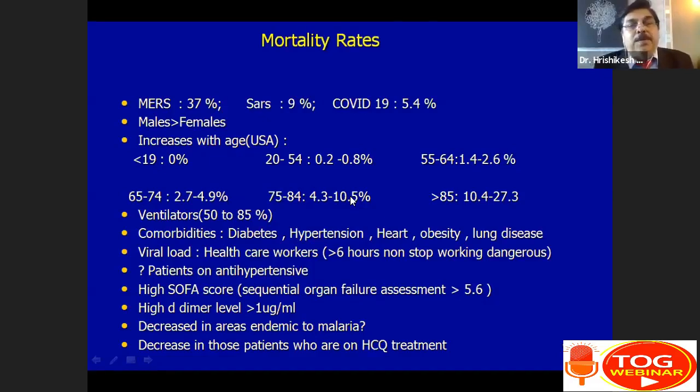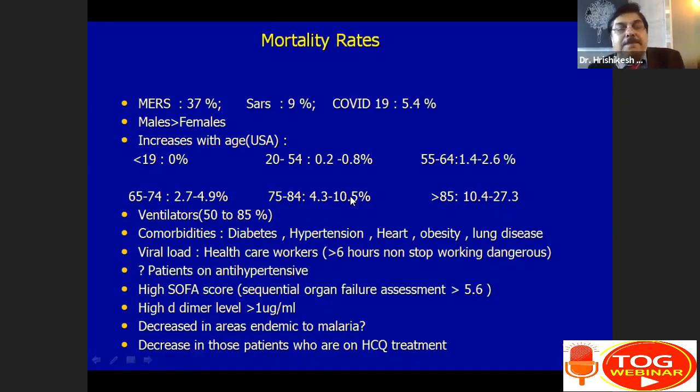Males have been shown to be more affected. So many of you gynecologists, 90% of us are females in our association, and females are more protected than males. A lot of mortality has occurred in us weak males, so to say, of the society. And if you look at the age, it increases with age. If you look at this USA data that has come out, in patients less than 19 years of age, the mortality is nearly 0%.